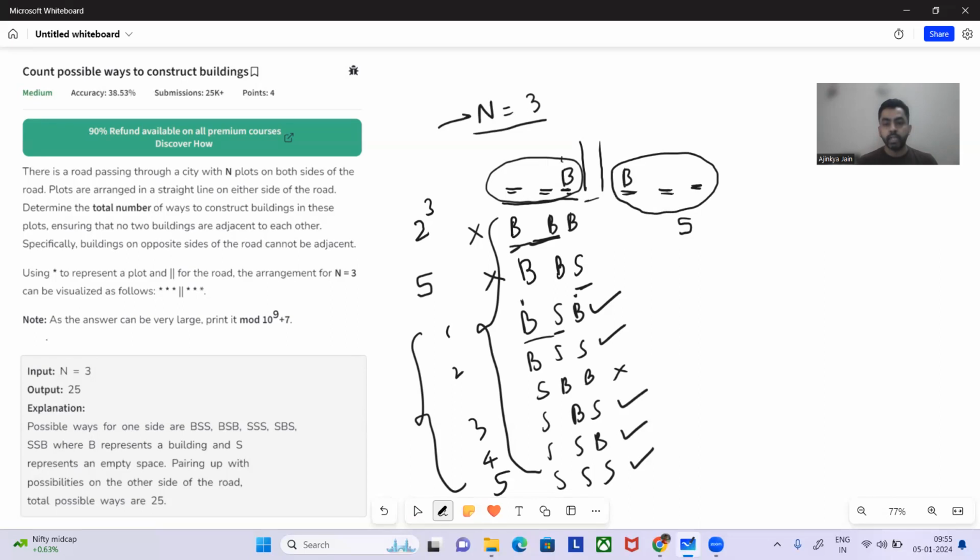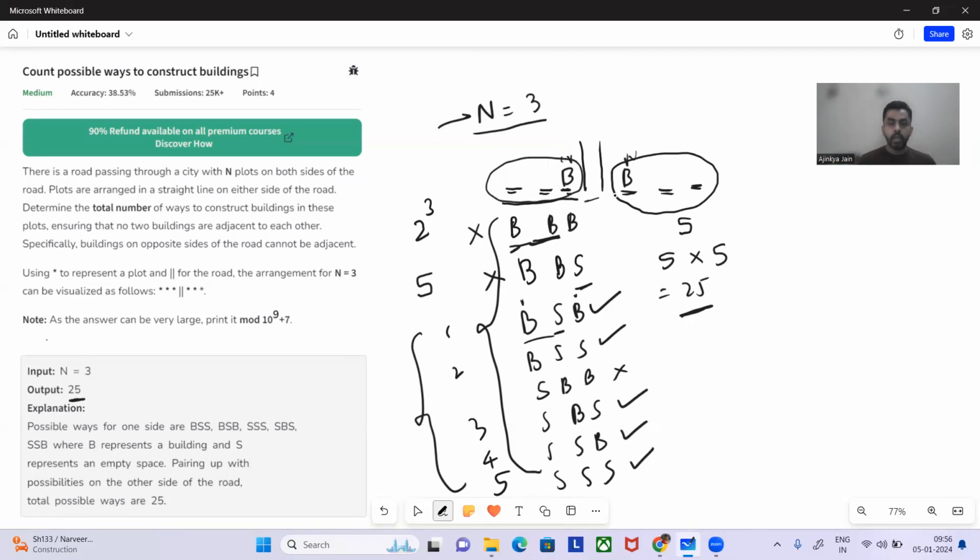We cannot say that these are two consecutive buildings. So if we consider n equal to 3 on this side and n equal to 3 on this side, the total number of ways will be 5 into 5. What is 5 into 5? That will be 25 ways. There will be a combination of 25 ways. So this is the output here.